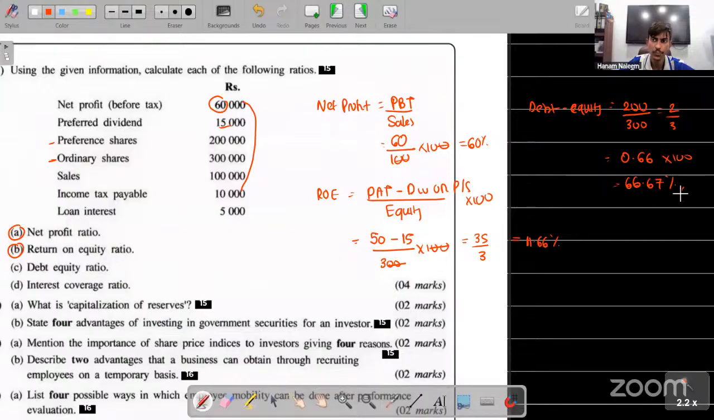66.67 percentage. Okay. So it's high geared. You have a high equity capital, debt capital, high geared. Then what's the next one we can take?